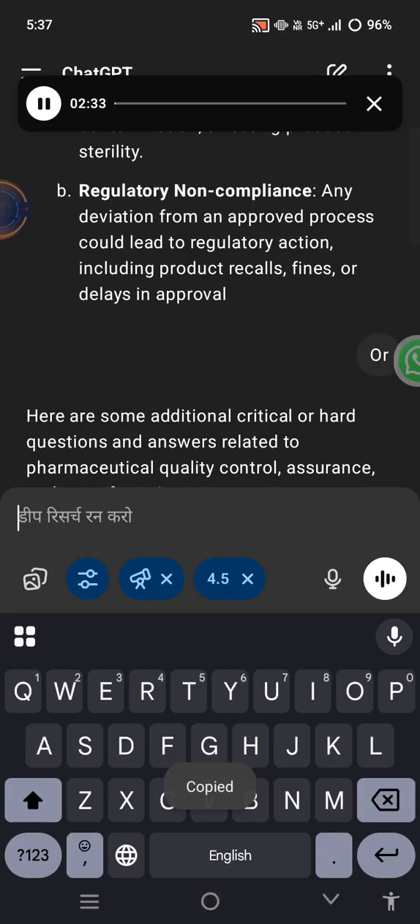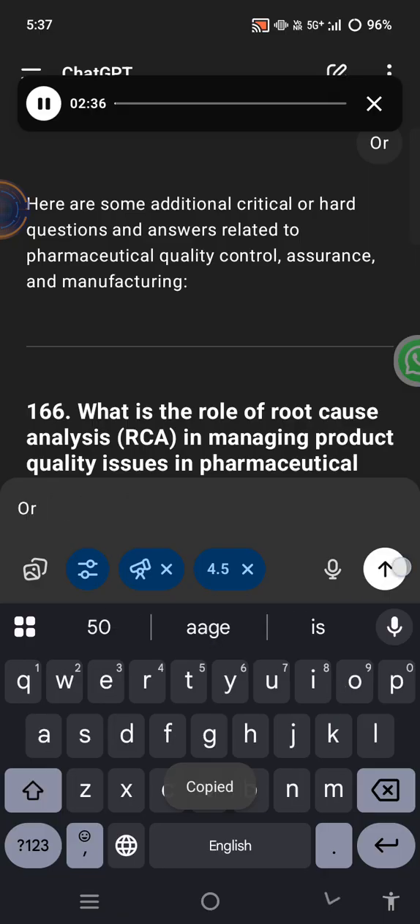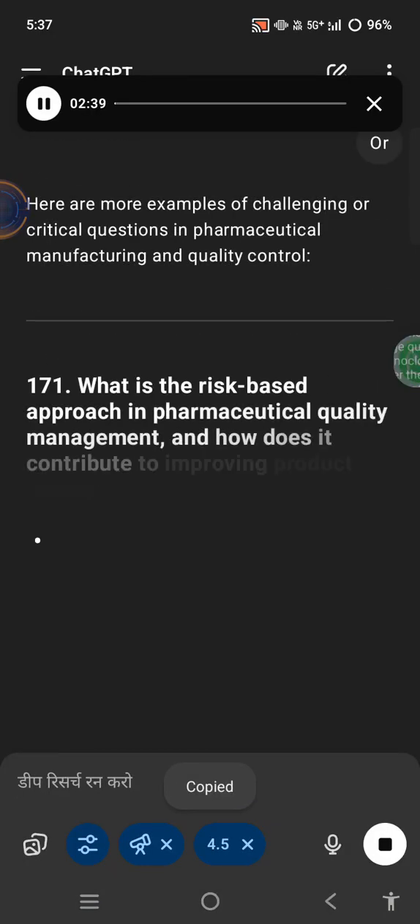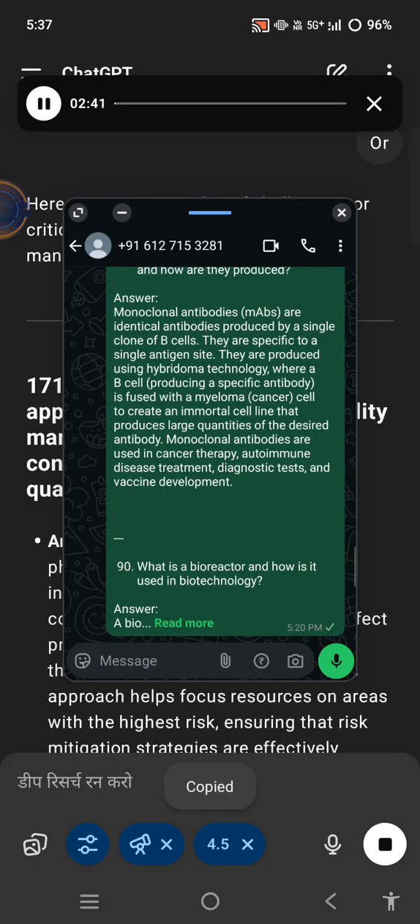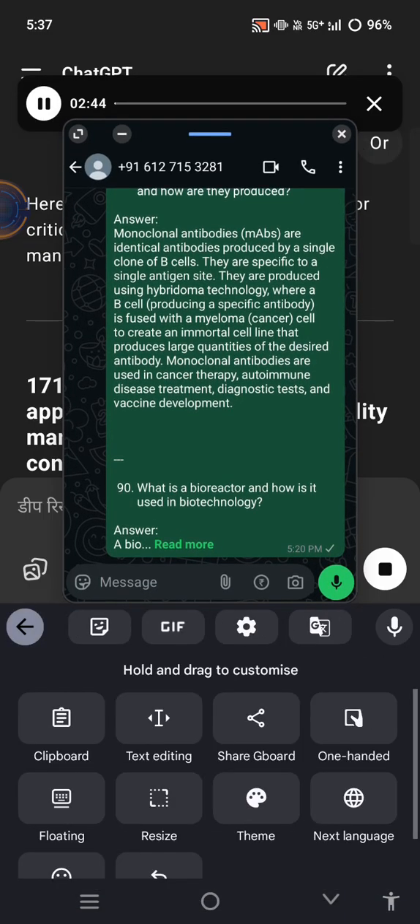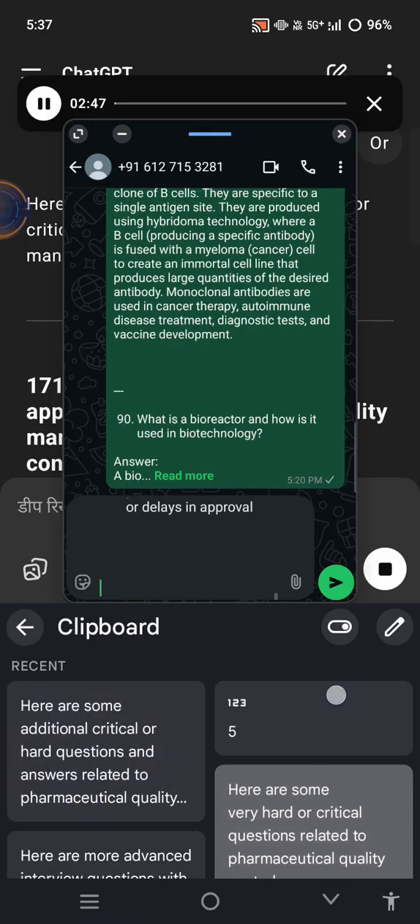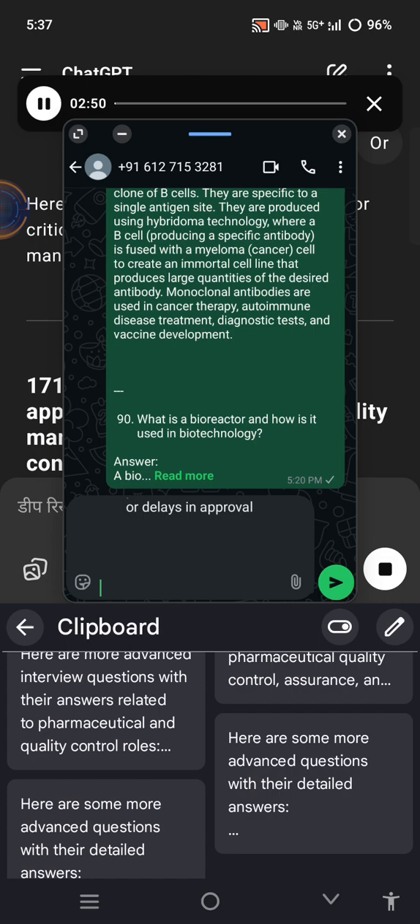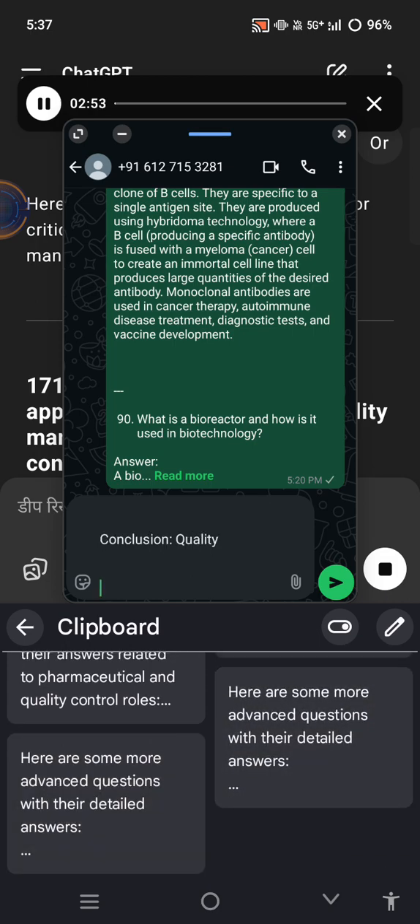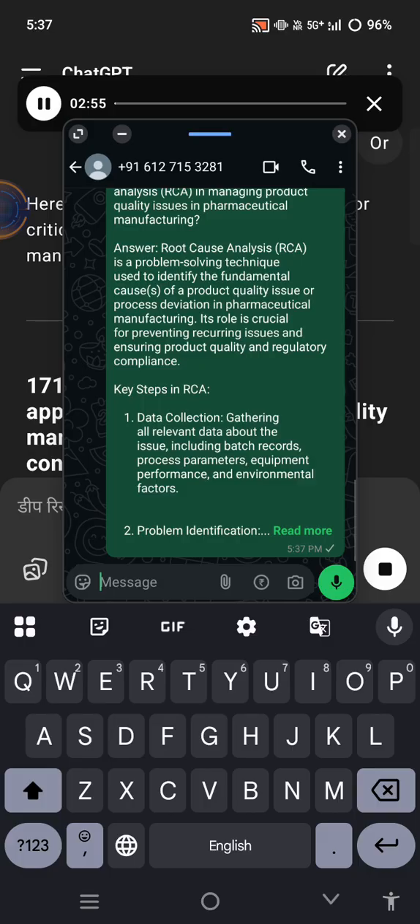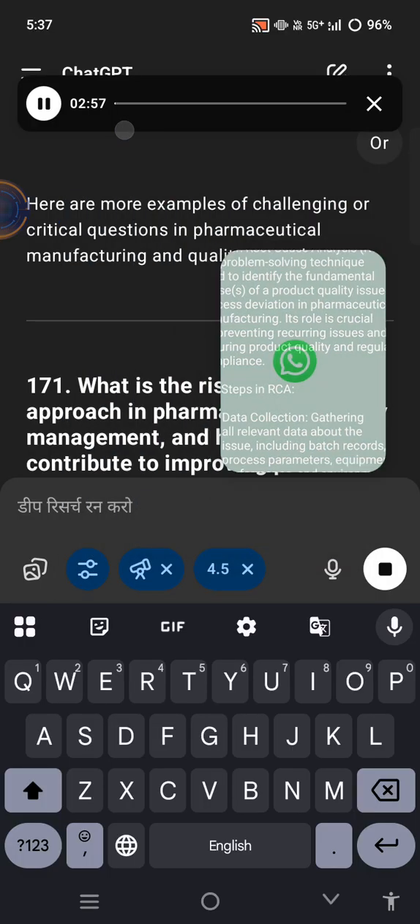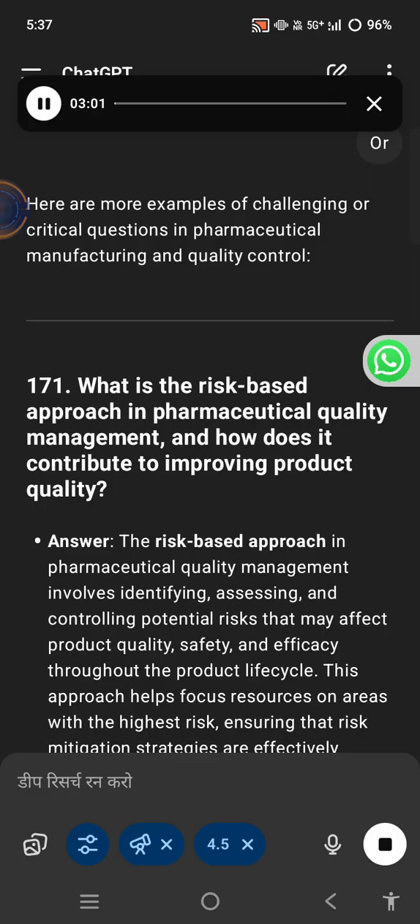157. What is the significance of process analytical technology, PAT, in pharmaceutical manufacturing? Answer. Process analytical technology refers to a system for designing, analyzing, and controlling pharmaceutical manufacturing processes through timely measurements of critical quality attributes, CQAs. That enables real-time monitoring of the process to ensure that the product meets its specifications. Significance. 1. Real-time monitoring. PAT enables real-time data collection on critical parameters like temperature, pressure, humidity, and concentration, allowing for immediate adjustments to ensure the product meets quality standards.